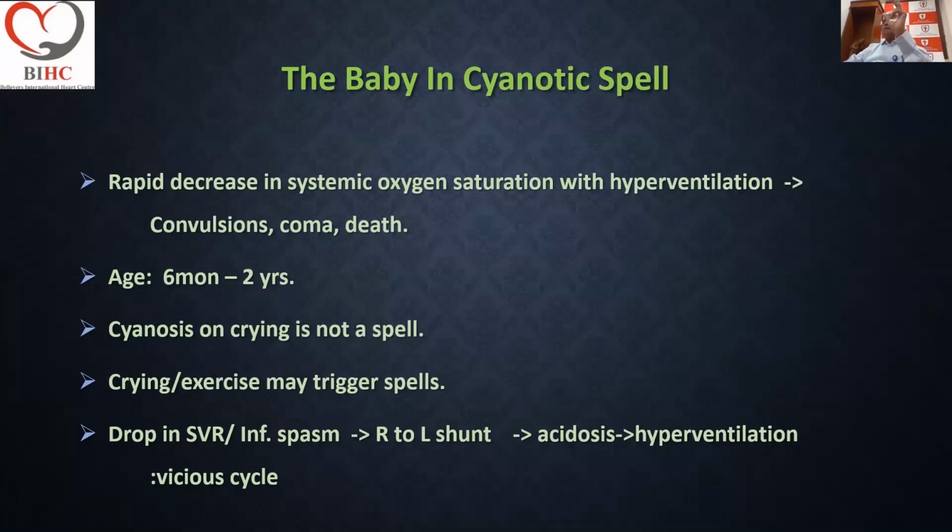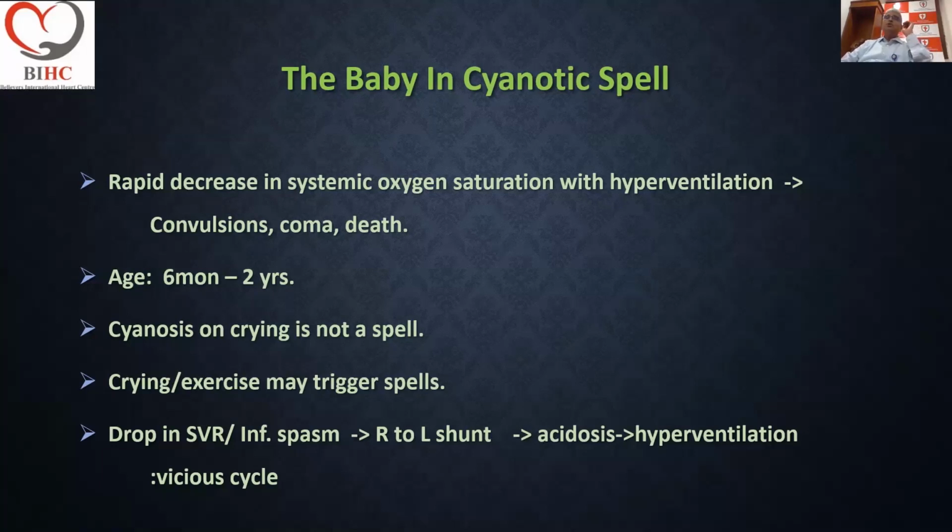When a baby cries, if the baby had a cyanotic heart disease, the crying baby will have a drop in saturation. You do not call it a cyanotic spell. Cyanotic spell is a very, very serious situation, and the term should be used only if you find hyperventilation along with a rapid decrease in systemic oxygen saturation. Before your eye, the saturation is dropping from 70 to 20, and the baby is hyperventilating. That is what you would call a cyanotic spell.